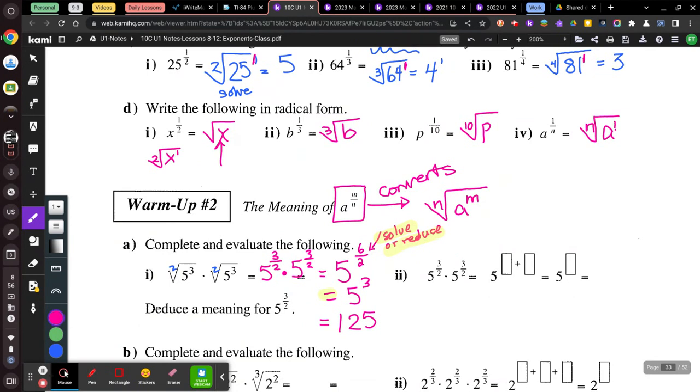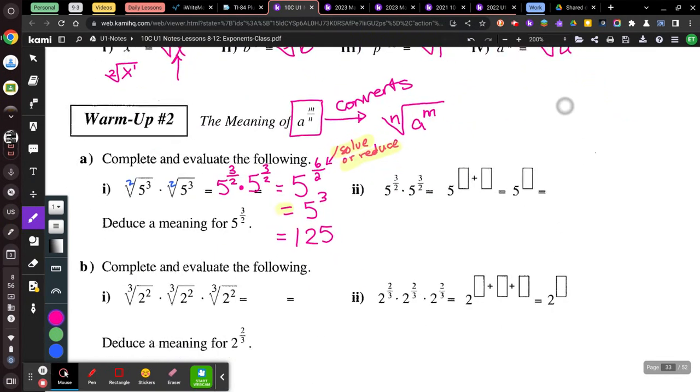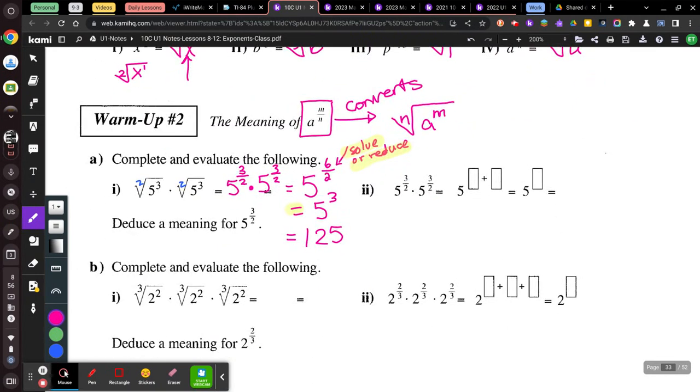So now they're showing us, well, if it's no root signs, can I just do it with fractions? Well, absolutely. This is going to give me 3 over 2, 3 over 2. I get 6 over 2, which is 5 cubed. Solved to 125. Same rule.